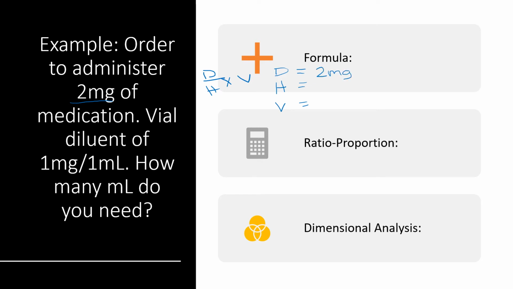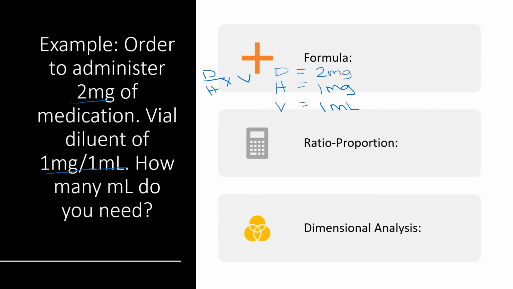Our have is what we have on hand in our vial, in our pill form, whatever it is. So what we have is 1 milligram, but that 1 milligram comes in a vehicle of 1 milliliter. In other problems, it may be in a tablet, or in 5 milliliters, in 10 milliliters. The volume may change in the vehicle as well.